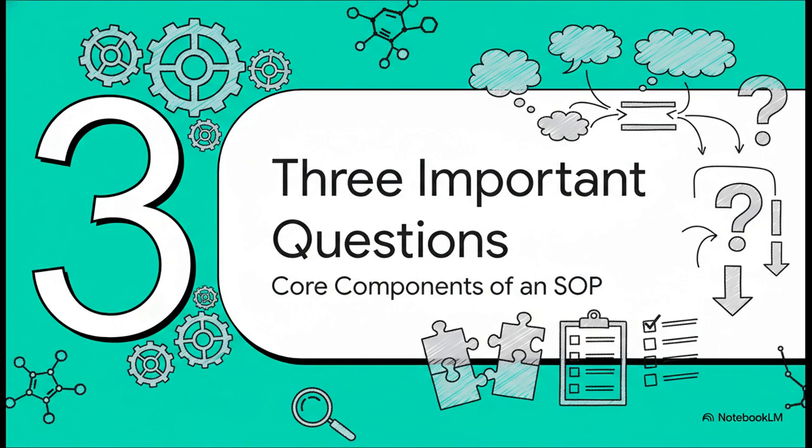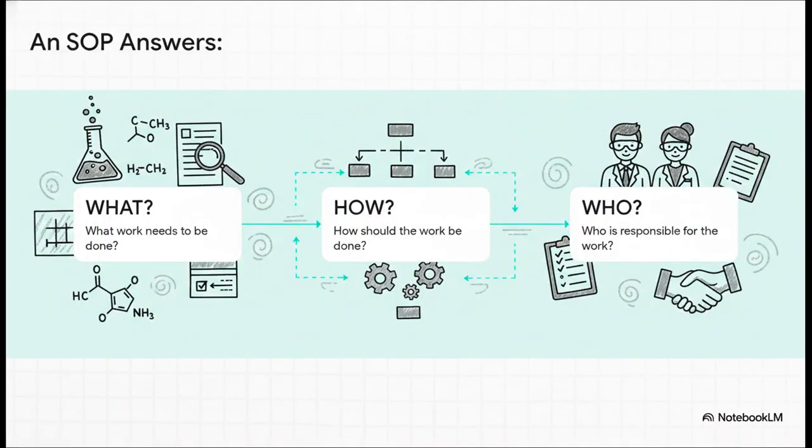So, what's actually inside one of these super important recipes? Well, let's break it down. Every good SOP has to answer three core questions with total, absolute clarity. First, what is the job we're doing? Second, how, in minute detail, do we do it? And third, who is the person responsible for getting it done, and maybe who checks their work? A really well-written SOP leaves absolutely nothing to chance. It spells out the task, the method, and who's accountable, leaving no room for guesswork.